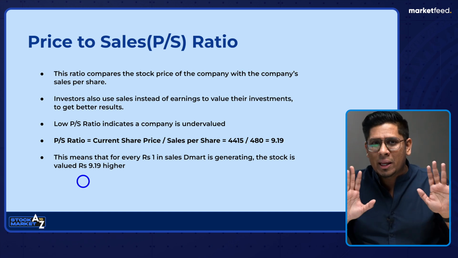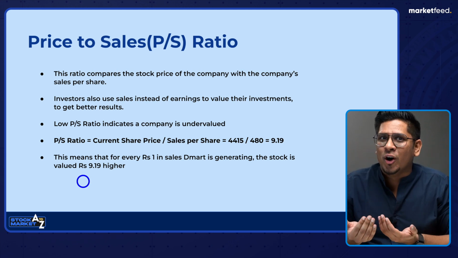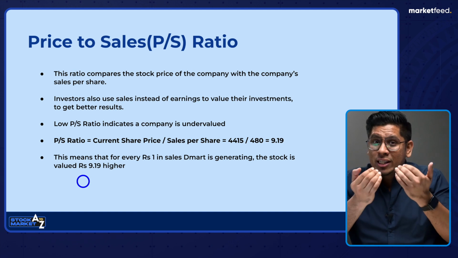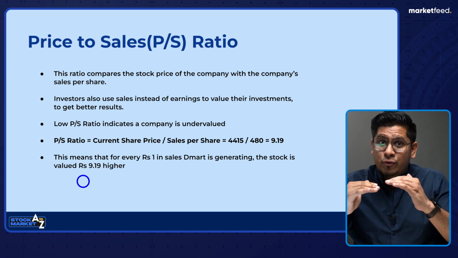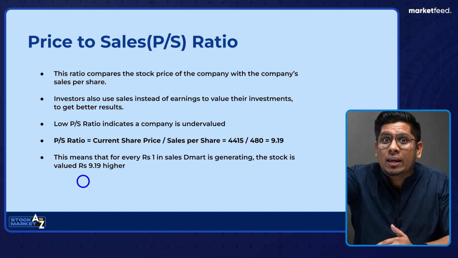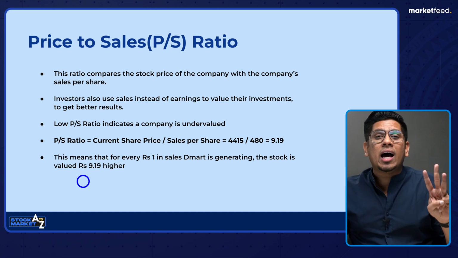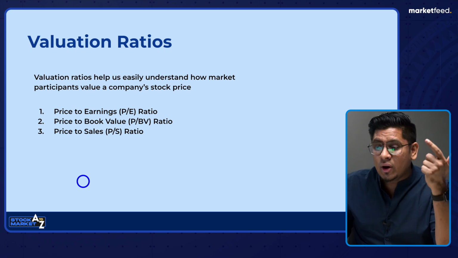So, simple understanding so far, right? If the PS ratio is lesser, it is good. It is valued lesser, and if it is valued lesser, it's good for us to invest because the valuation can go up in the coming days. If the PS ratio is high, it means that it is already valued really high. Cool. So anyways, these three are the valuation ratios we are learning today: PE ratio, PB ratio, and PS ratio.